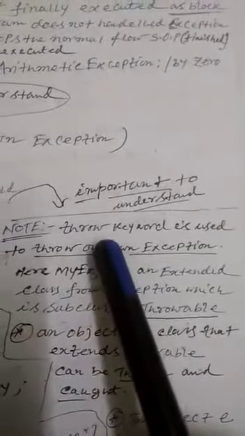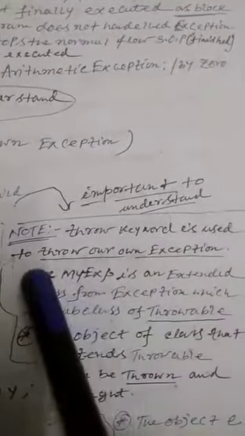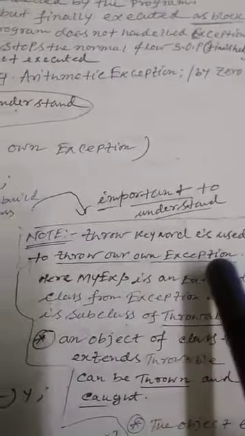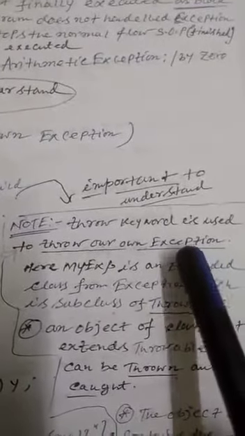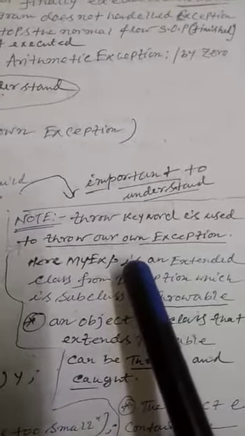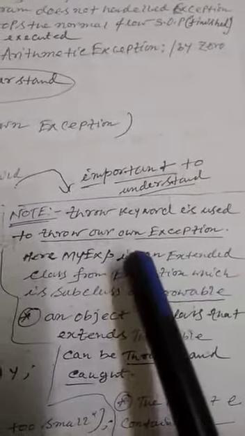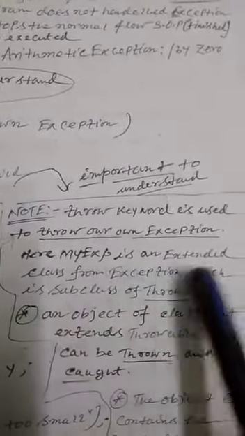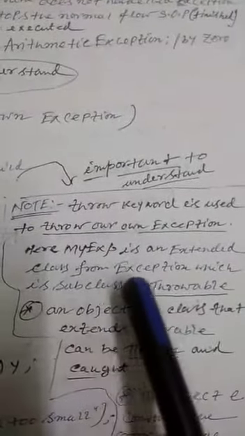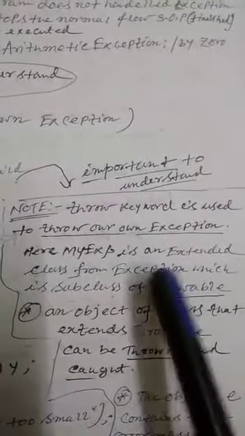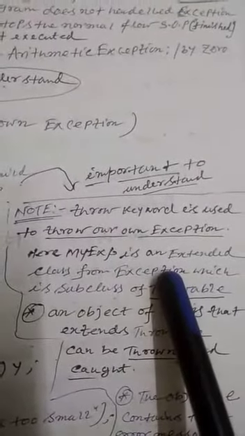Now what are the most important notable points here? We know Exception is the inbuilt class. Note that the throw keyword is used to throw our own exception. Yes, for the first time we have created our own exception, and the throw keyword is used to throw that object. Here MyException is a class extended from the inbuilt Exception class.